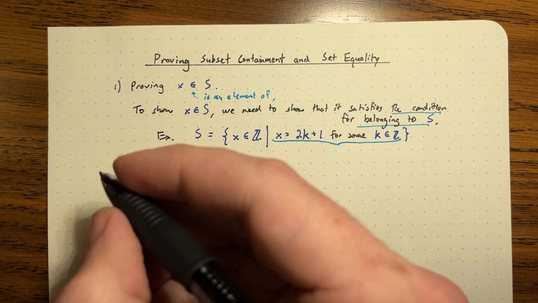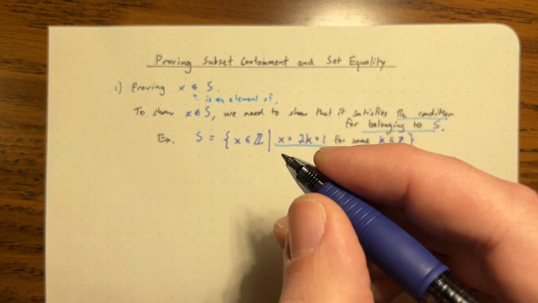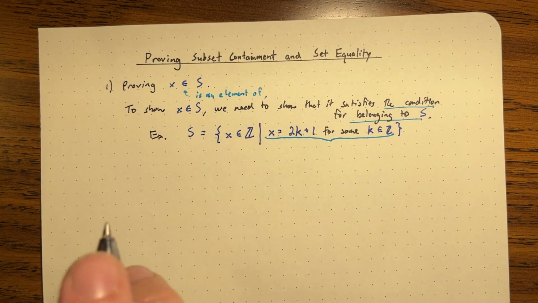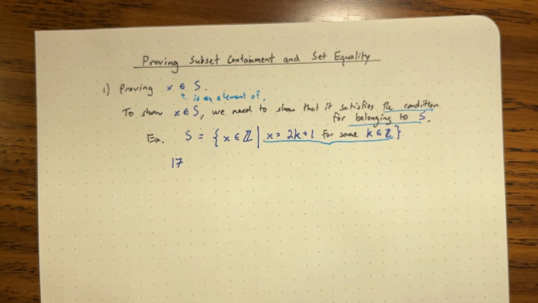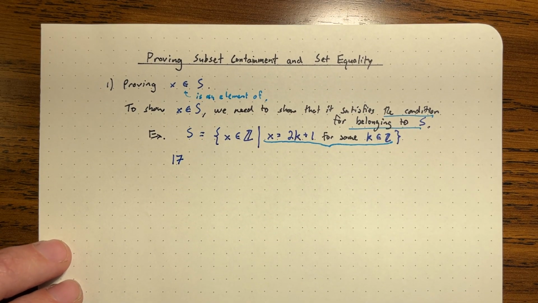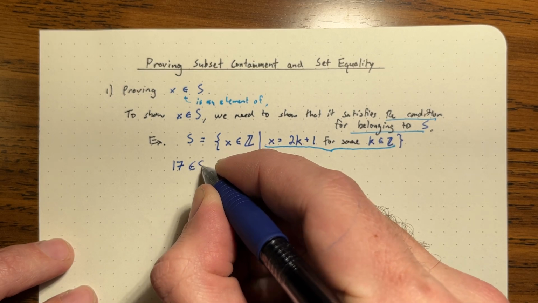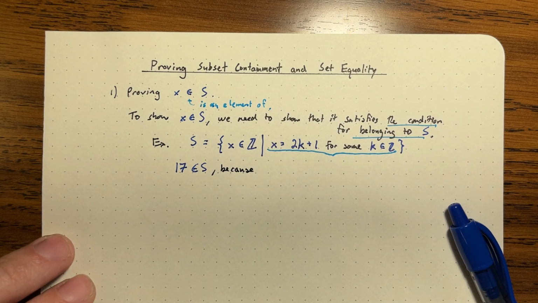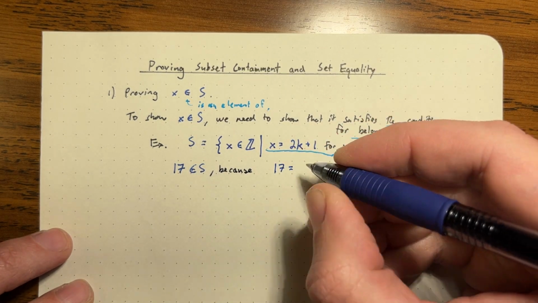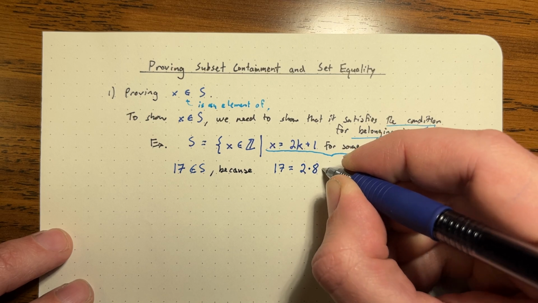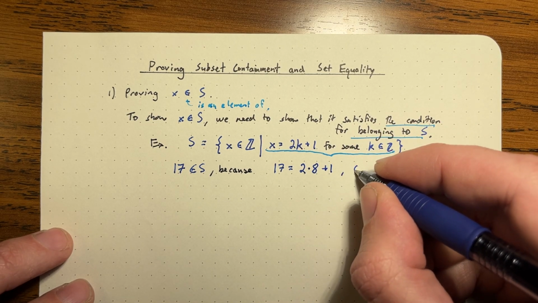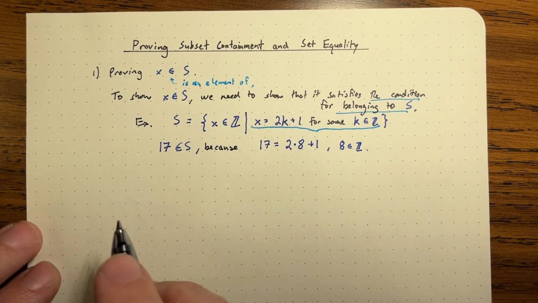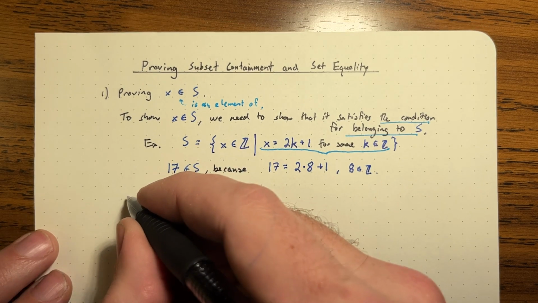What is this set, by the way? This is the set of all odd integers, right? So let's say we want to show that specifically the number 17 belongs to S, and it does, but that's because it satisfies the condition for belonging to S. In particular, it is of the form 2k plus 1. Let's actually show that. It's 2 times 8 plus 1, and 8 is an integer. So there we go.